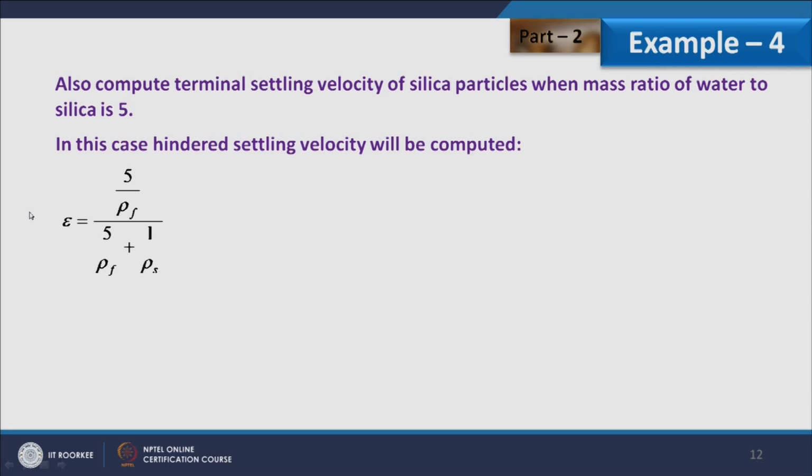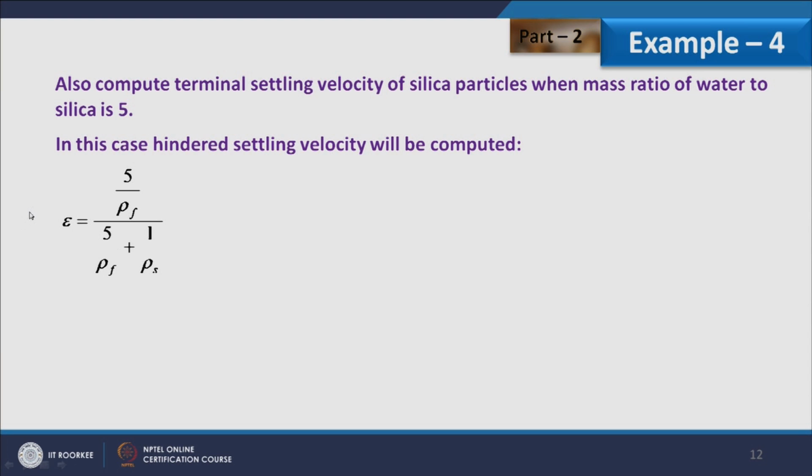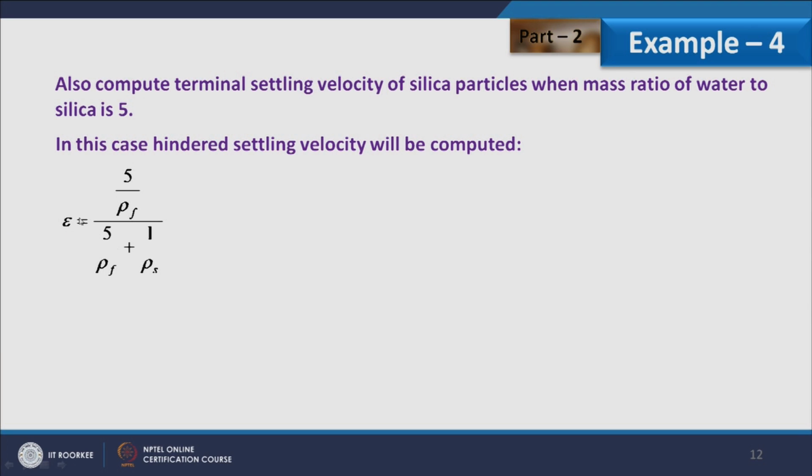Now, in part 2 we have to consider the mass ratio of water to silica. It means here we have an amount of silica available in water, so there are a number of silica particles, and therefore, we will follow the hindered settling velocity expression here. So, first of all we have to calculate the volume fraction, that is 5 by rho f divided by 5 by rho f plus 1 by rho s, because 5 fraction of water and 1 fraction of silica. Considering this, we can calculate epsilon as 0.9298.